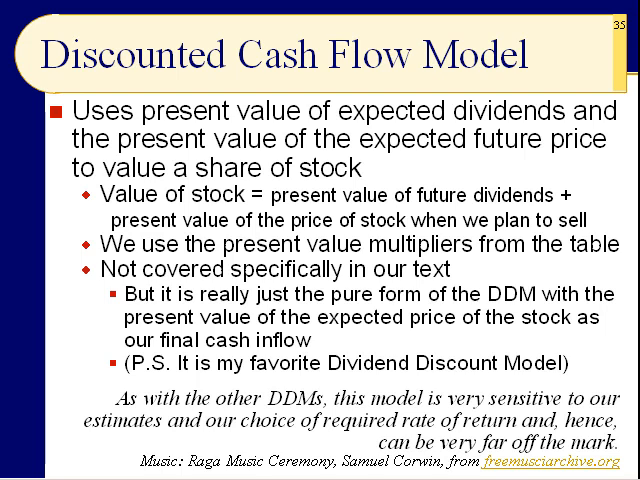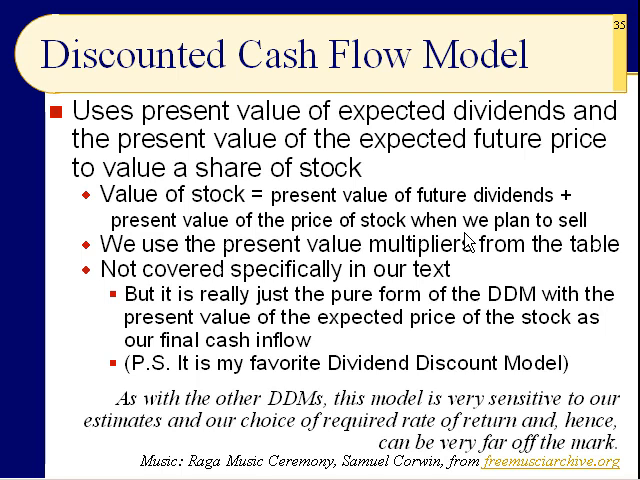The discounted cash flow model is perhaps the most famous and certainly my favorite version of the dividend discount models. It uses the present value of the expected dividends and the present value of the expected future price to value a share of stock. So the formula looks something like this. The value of the stock is equal to the present value of future dividends. So we do those calculations. And then we take the present value of the price of the stock when we plan to sell, or our time horizon.